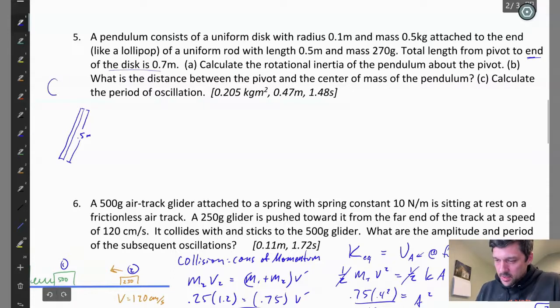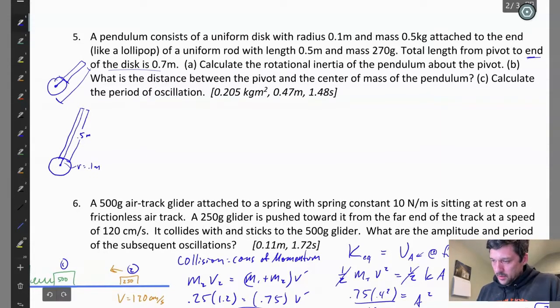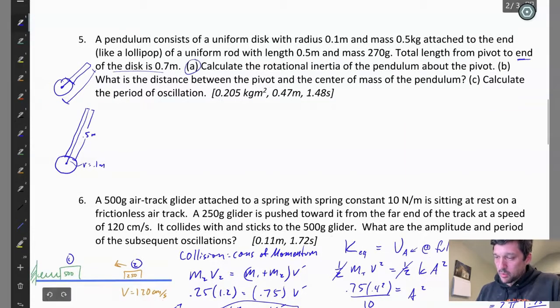So if the disc has a radius of 0.1 meters and the rod to the end is 0.7 meters, that means the disc is attached at its edge to the rod. So 0.1 meters there. All right. Thankfully, we've got this problem broken down for us so we don't have to figure out all the parts.